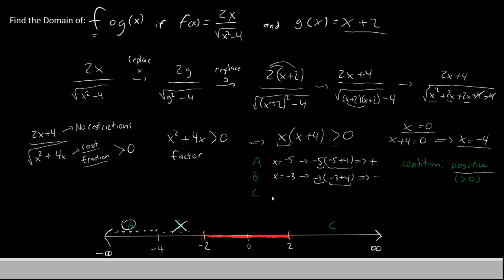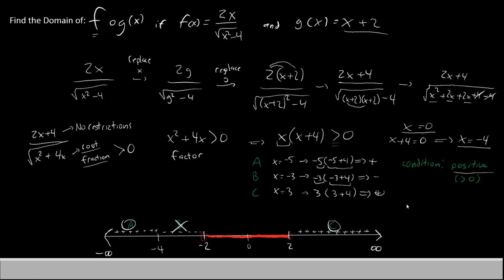Next, go to region C. That's between 2 and infinity. We'll pick x equals 3. That'll fall right here in the region. We'll have 3 times 3 plus 4. Everything in this expression is positive, so this should return positive. So everything in region C will be positive, and note that also matches the condition.